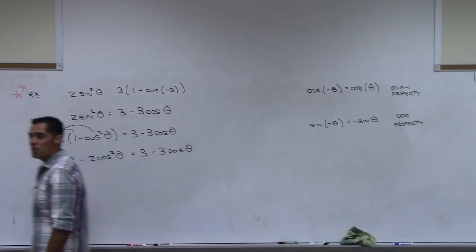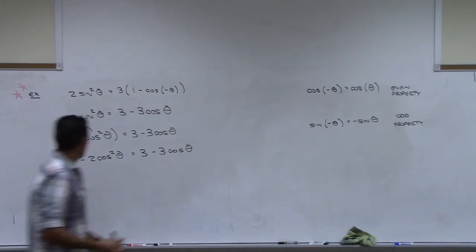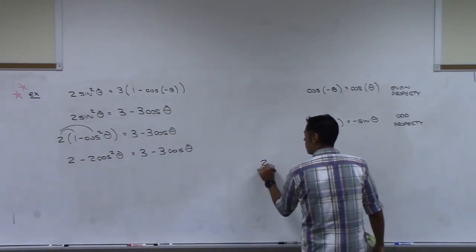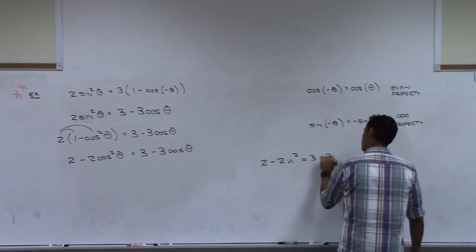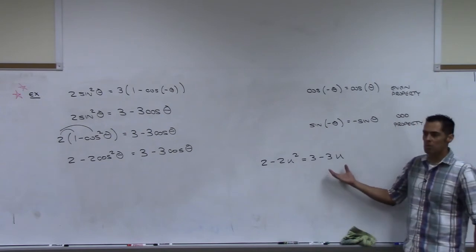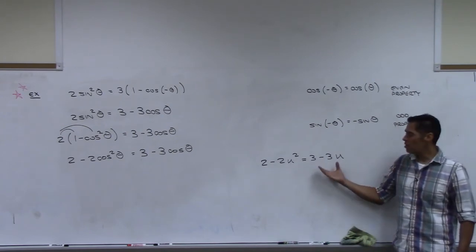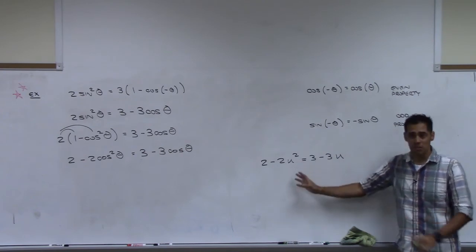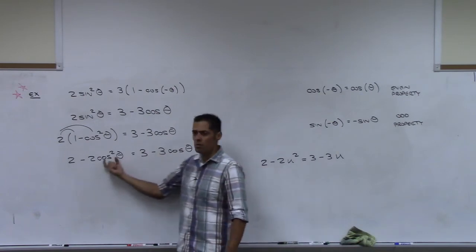And this looks like a quadratic in cosine. What I'm trying to get you to see is this. If I had written on the board 2 minus 2u squared equals 3 minus 3u, you would tell me that this is a quadratic equation, right? And the way you would solve it is you would try and set it equal to 0. That's what I have here. I have a quadratic in cosine.